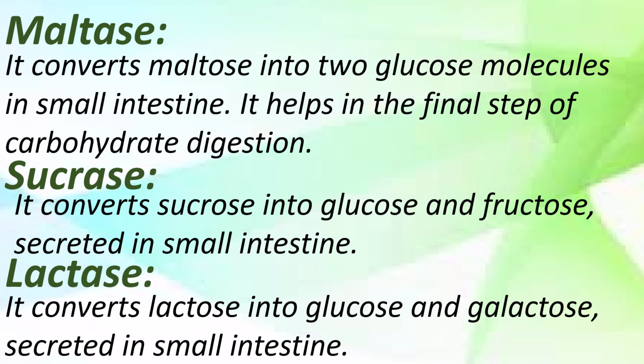Sucrase, as the name indicates, the substrate is sucrose. It converts sucrose, the table sugar, into glucose and fructose, secreted in the small intestine. Glucose is a monosaccharide containing an aldehyde group. Fructose is a monosaccharide containing a ketonic group. So in the case of sucrase, sucrose is the substrate, glucose and fructose are products, and sucrase is the enzyme. It is secreted in the small intestine for the digestion of carbohydrates.